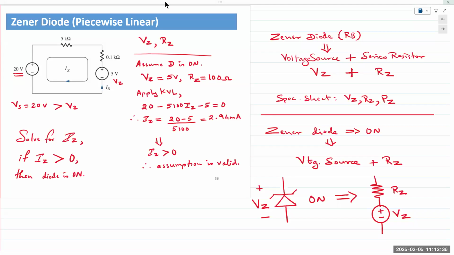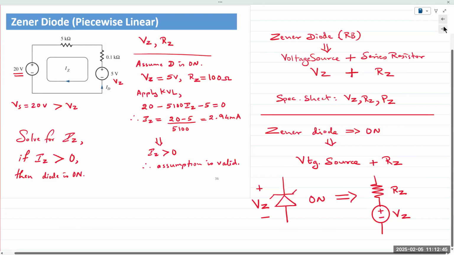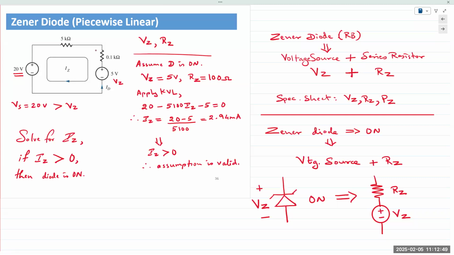So if we wish to analyze the same circuit as in the load line, which is this one right here, we would replace it with a series resistor RZ. RZ is part of the spec. So in the spec sheet from the manufacturer, you would have VZ, RZ, and also PZ, the power rating. It's part of the diode spec.